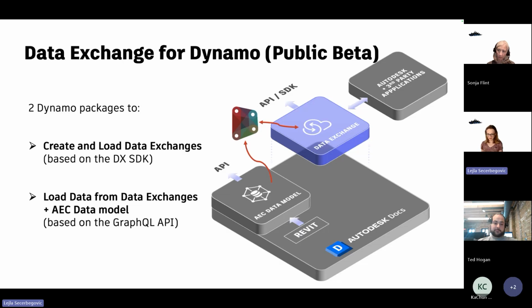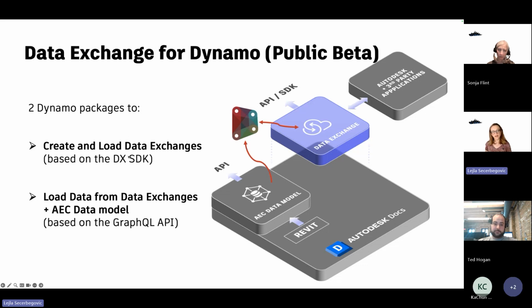But for example, you can access your entire Revit model that has been converted to the ACDM, or we can also access the data exchanges in the same way, because the GraphQL API is very similar, and then you can use this data to compile Excel sheets or do with it whatever you need inside of the Dynamo environment.